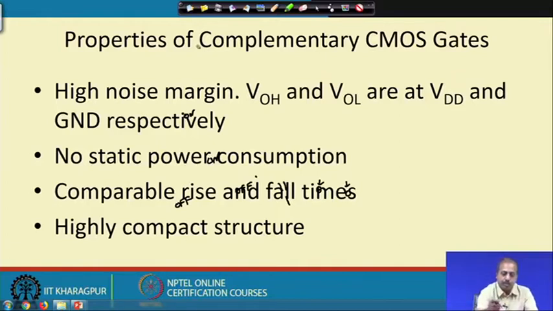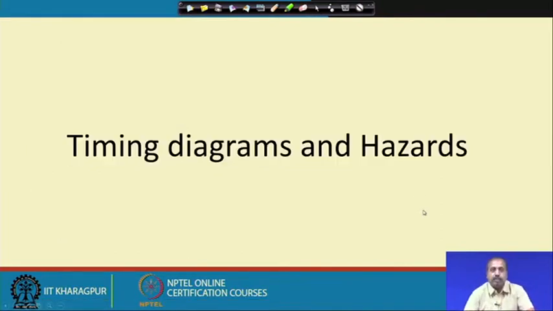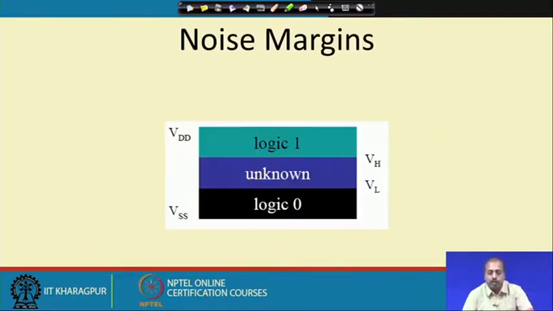So, next we will be looking into some timing diagrams and hazards. These are the two important concepts that will be required for understanding the operation of these combinational circuits.